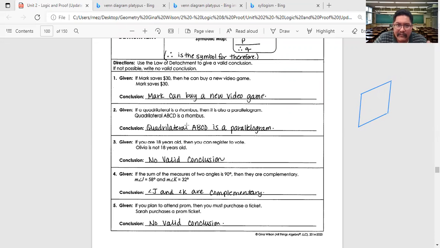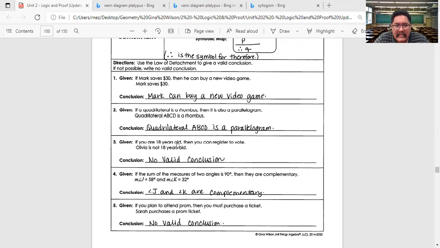It says it is a rhombus. So if this shape is a rhombus, then it is also a parallelogram. It is a parallelogram, right? Because opposite sides are parallel. The top is parallel to the bottom, and the left is parallel to the right. So we know that this must work out. So let's look at something that does not work out. What is a situation where this does not work out?